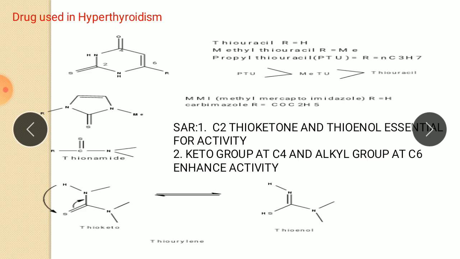So these drugs simply inhibit the thyroid peroxidase enzyme, which is involved in the biosynthesis of T3 and T4 as we saw in the biosynthesis process. So these drugs act as a substrate, or called false substrate, for the TPO and therefore inhibit the synthesis of T3 and T4. So these are the main drugs which are used in hyperthyroidism, that is thiouracil, methylthiouracil, propylthiouracil, MMI, and carbimazole.